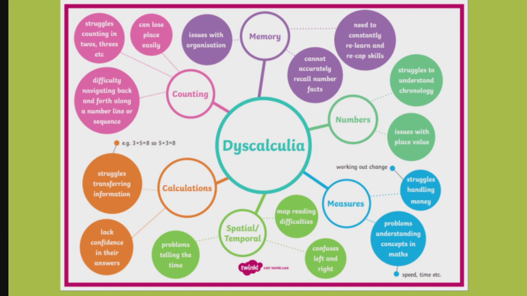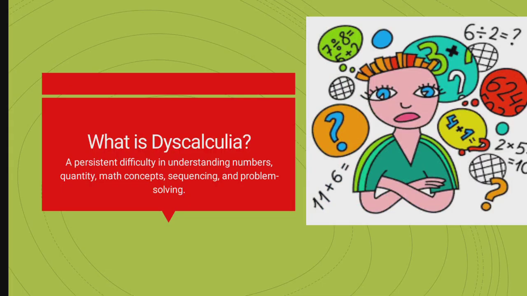These are the factors that affect a child that has dyscalculia: the need to constantly relearn and recap skills, struggling to understand chronologies, issues with place value, struggling handling money, problems understanding concepts in maths, confusing left and right, map reading difficulties, problems telling the time, struggling to transfer information, and so on and so forth. So now, what is dyscalculia? Dyscalculia is a persistent difficulty in understanding numbers, quantity, math concepts, sequencing, and problem solving.